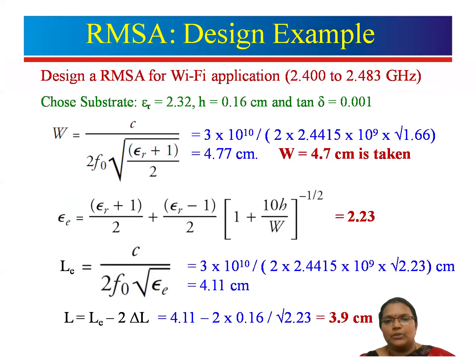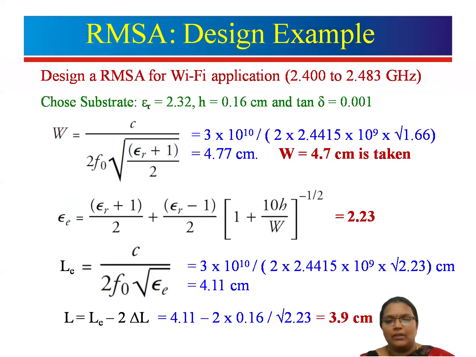So the effective length is given by Le equal to C by 2 f naught root epsilon e, which is equal to 3 into 10 power 10 by 2 into 2.44 into 10 power 9 into root of epsilon e, whose value is 2.23. So we are getting the effective length value as 4.11 centimeters.